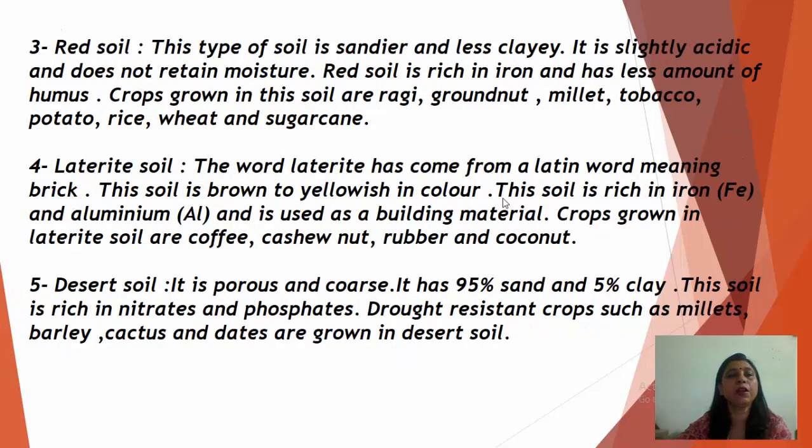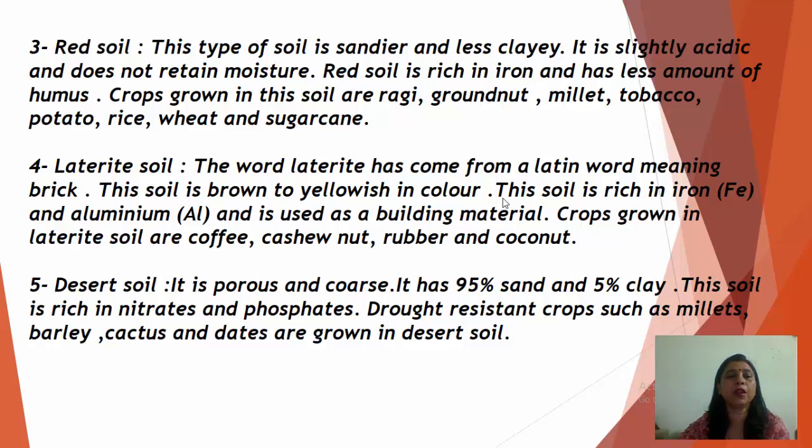Now the third type of soil is red soil. This type of soil is sandier and less clayey. It is slightly acidic and does not retain moisture. Red soil, as the name suggests, is rich in iron and has less amount of humus. The crops grown in this soil are ragi, groundnut, millet, tobacco, potato, rice, wheat and sugarcane.